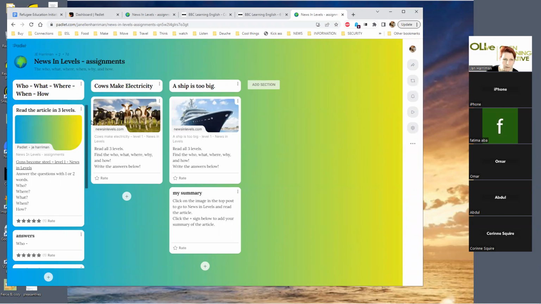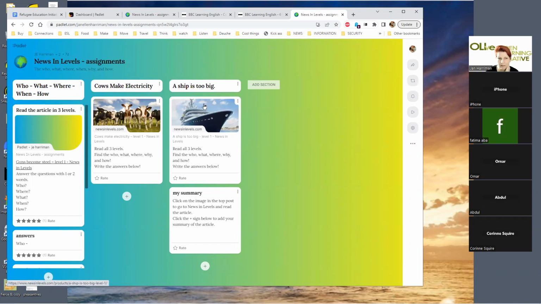The way to use this is to click on, now I've added a description right here. I did that this morning to hopefully remind you how to use this. So you can see my summary down here under A Ship Is Too Big. It says, click on the image on the top post to go to News and Levels and read the article. And then click on the plus sign below. See this plus sign? Yes, I see.